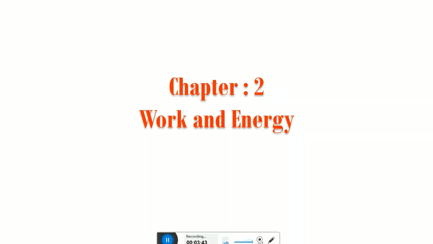So let us start second chapter, work and energy. The content of this chapter: kinetic energy. It is due to motion of an object. Then work energy theorem, which gives the relation between work and energy. That is, W is equal to change in kinetic energy.